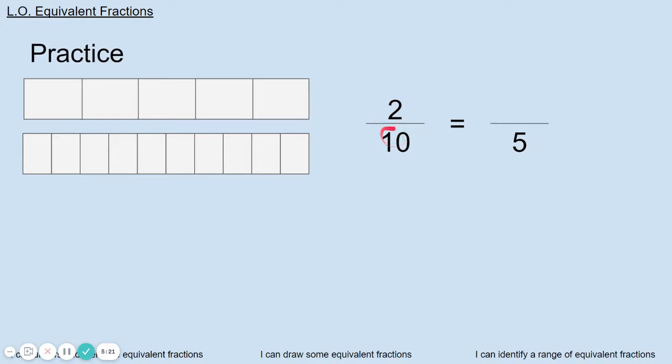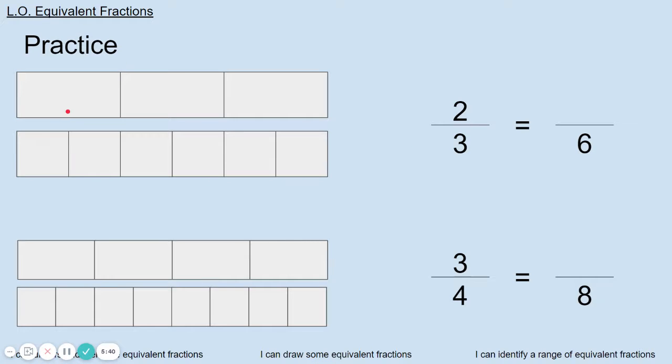2 tenths. So I'm looking at my tenths here. I've got 1, 2, 3, 4, 5, 6, 7, 8, 9, 10 equal parts. I'm going to colour in 2 of them. And that we can see is equal to 1/5. Excellent, well done you. And oh, here we go. We've got 2 more things to practice here.